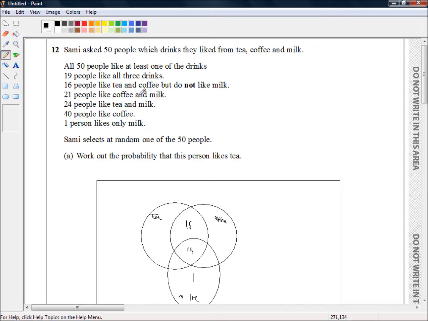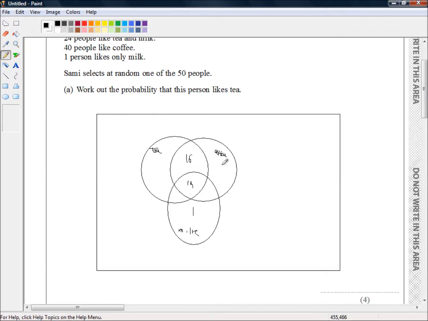21 people like coffee and milk. However, that 21 people includes the 19 people that like all 3. So there's 21 minus 19 is 2. So 2 people like coffee and milk but do not like tea. So that makes a total of 21 people that like both coffee and milk. That includes the tea drinkers.